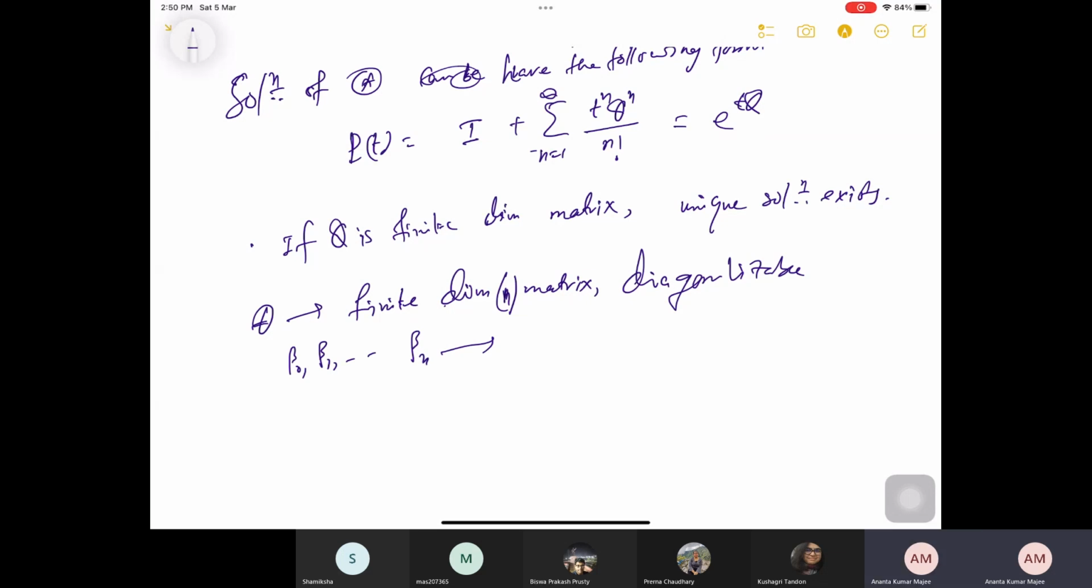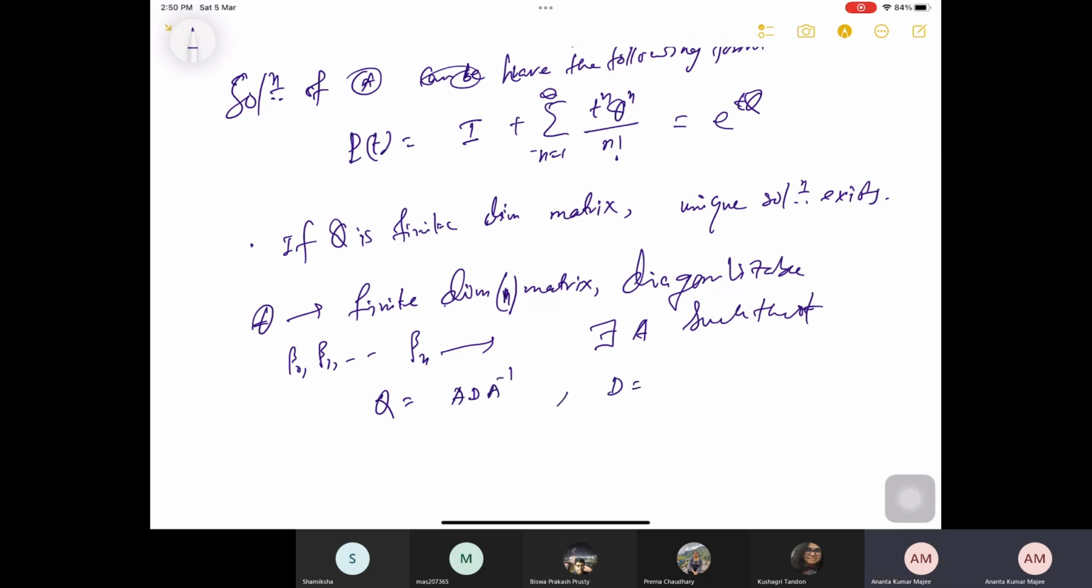Okay, there you have finite things, no? For the finite case you have something like that. So now if you have Q which is finite dimensional and diagonalizable, with all distinct eigenvalues, say beta 0, beta 1 up to beta n, then there exists a matrix A which is invertible such that it is similar to my Q.